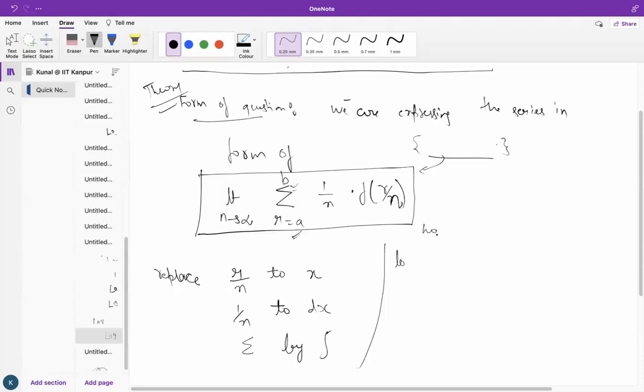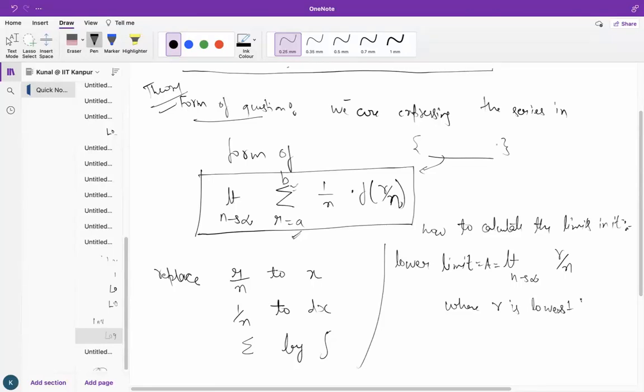So how to calculate the limits in it? Let me write here how to calculate the limits. So how are we going to calculate the lower limit? Our lower limit is nothing but limit n tending to infinity of r by n, where r is the lowest term in the series. Okay, where r is the lowest term in the series. What is the upper limit?